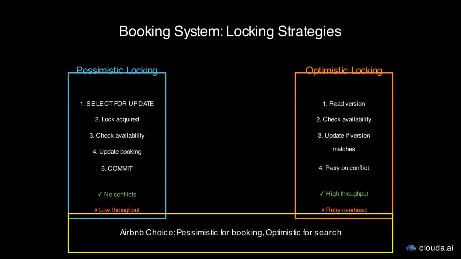Optimistic locking reads a version number, performs the operation, then updates only if the version still matches. This allows high throughput but requires retry logic when conflicts occur. For Airbnb, the choice is context dependent. Booking operations use pessimistic locking because preventing double booking is critical and booking volume is manageable. Search and browsing use optimistic locking to handle high query volume efficiently.